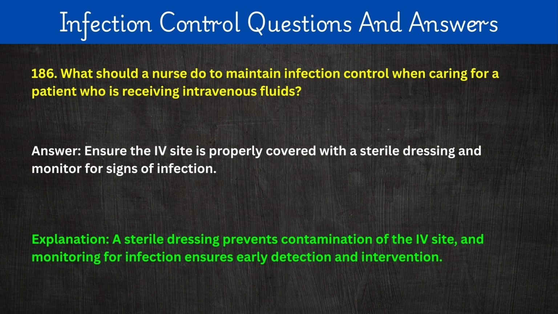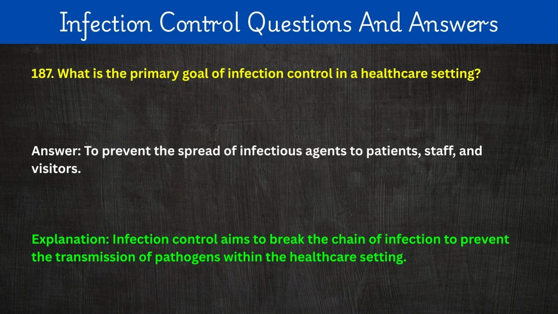186. What should a nurse do to maintain infection control when caring for a patient who is receiving intravenous fluids? Answer: ensure the IV site is properly covered with a sterile dressing and monitor for signs of infection. Explanation: a sterile dressing prevents contamination of the IV site, and monitoring for infection ensures early detection and intervention.